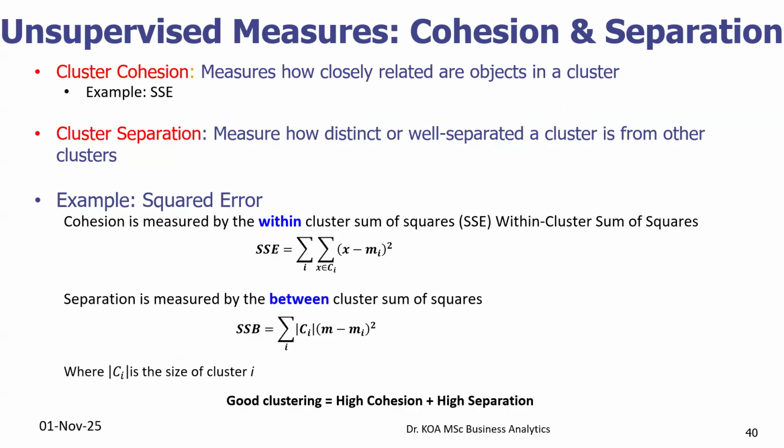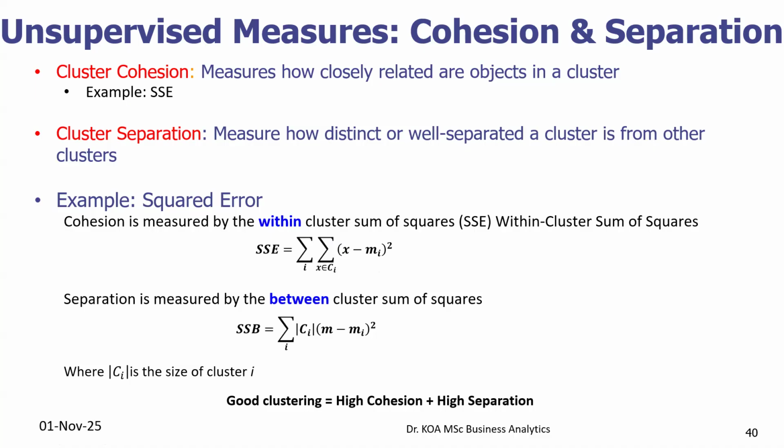Now, for the unsupervised measures, you can calculate the cohesion and the separation. The cohesion will tell you how close, the separation will tell you how wide apart. Now the cohesion is calculated by the within cluster sum using this formula here. So you're calculating cohesion using the sum of squared error, the within cluster sum of squares error. Then the separation is calculated by the between cluster sum of squares, not the within, but the between cluster sum. When you combine the two, high cohesion and high separation, then you have good clustering. So keep that in mind.